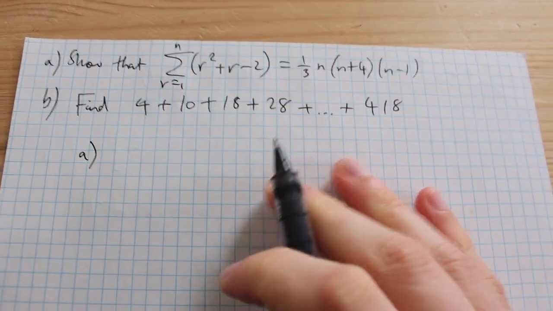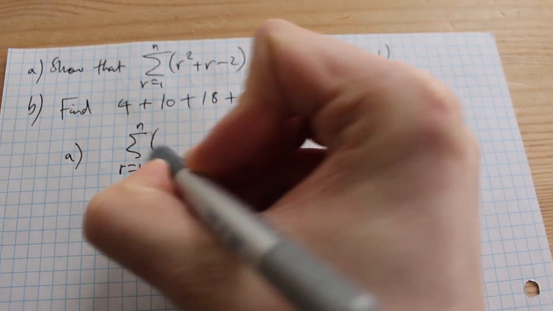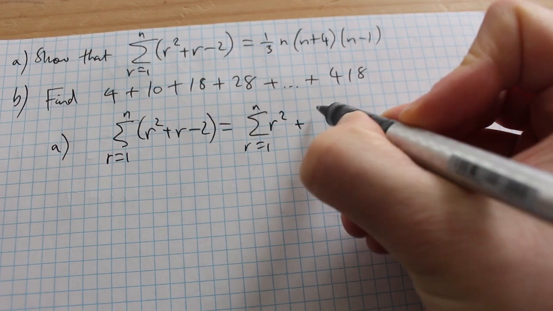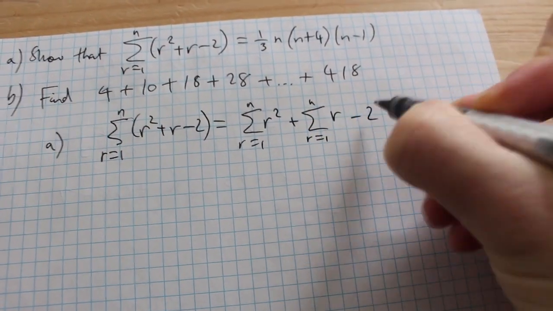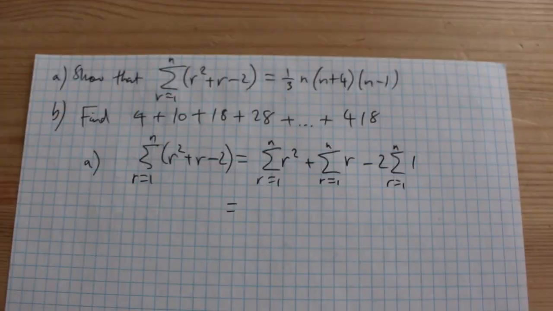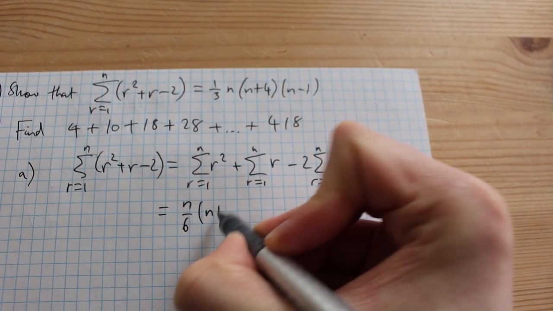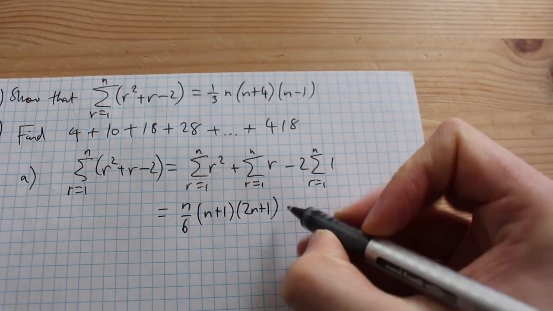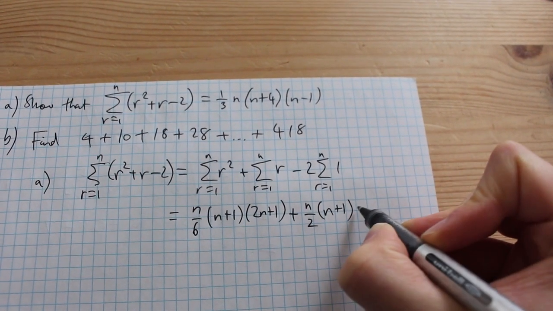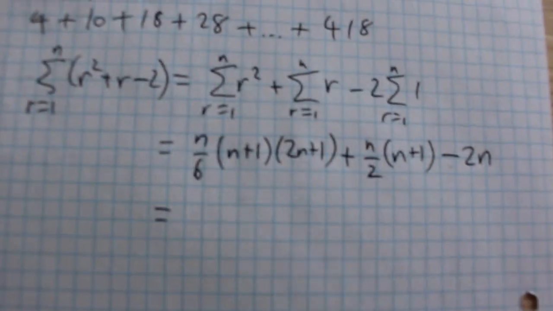Okay, so we'll first do part A. We can split up the sum. It's the sum of r squared plus the sum of r minus twice the sum of 1. And now we can use the standard results we already have worked out. So this is n over 6 times n plus 1 times 2n plus 1, plus a half n times n plus 1, minus 2n. And then we need to factorize this.